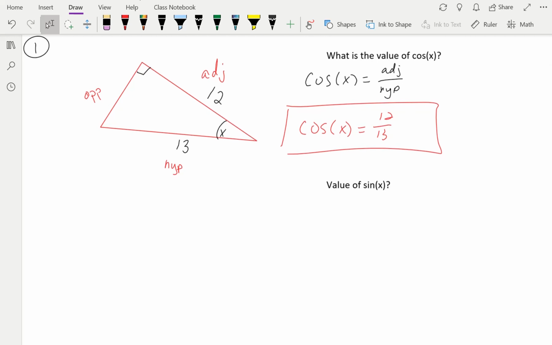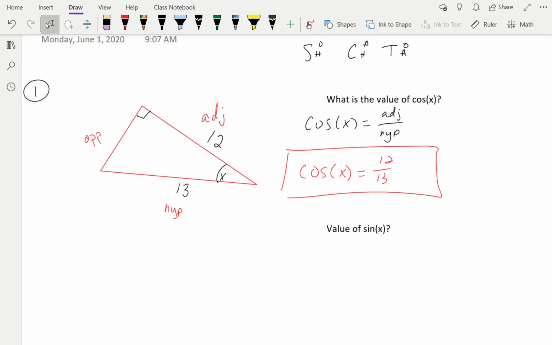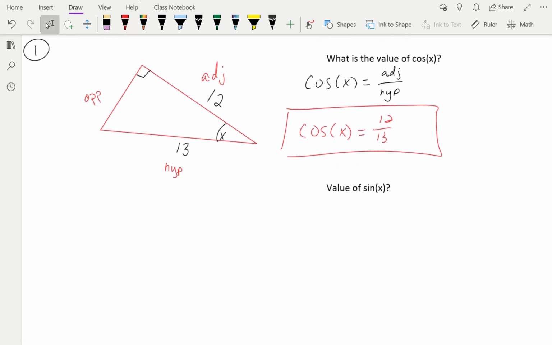For the second part, it's a little bit trickier, because we're asked for sine of x, which means we need opposite over hypotenuse. We don't know what the opposite side is, but this is a right triangle, and we do have a theorem that will help us find the opposite side, and that is the Pythagorean theorem. So just a quick refresher on that.